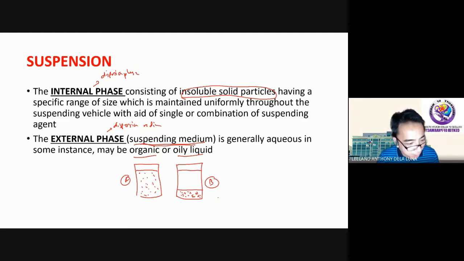Okay? Definitely. Very good. That's A. Para equal yung pag-administer ng drug. Very good. Okay, Mr. Reyes.